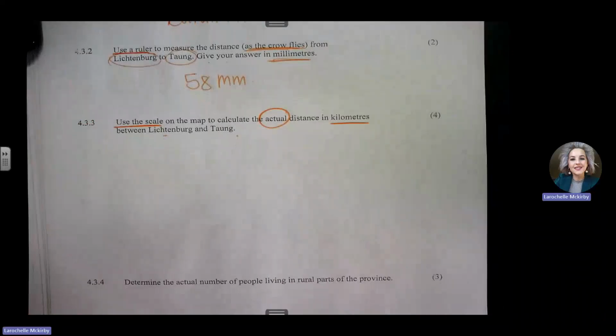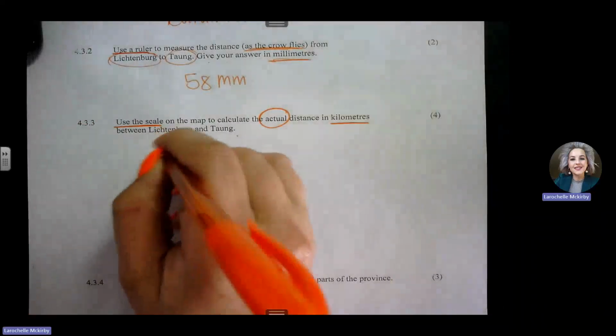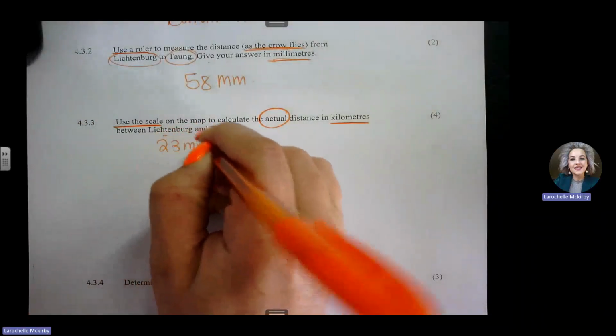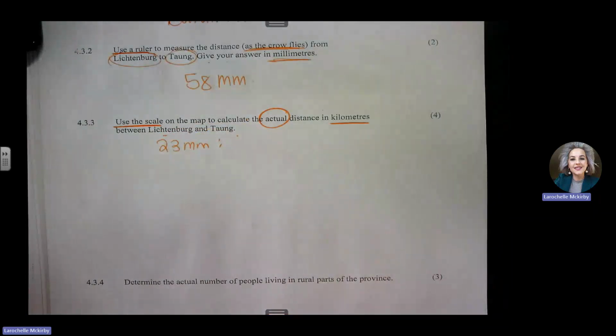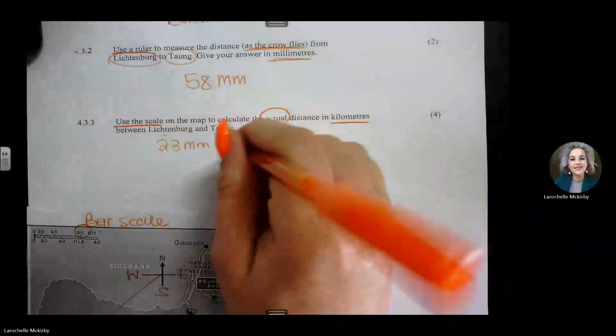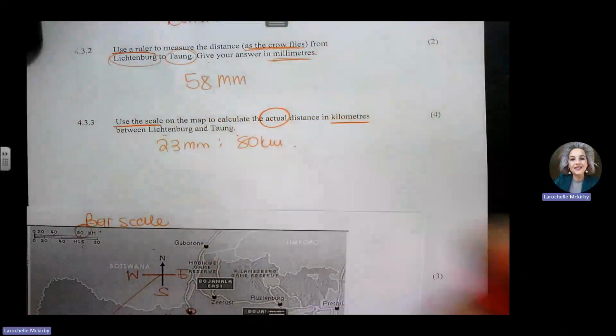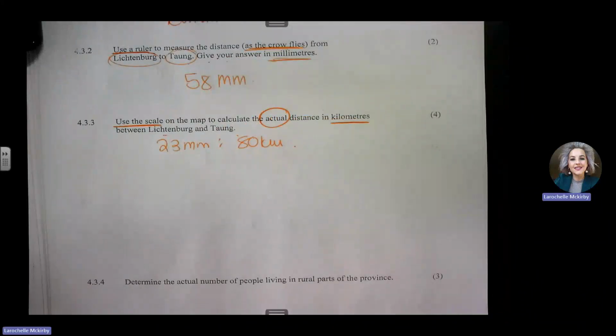Let me just sort out this blur. Okay, so what do we write as the scale? We write 23 millimeters on the map representing 80 kilometers in reality. That is our bar scale.